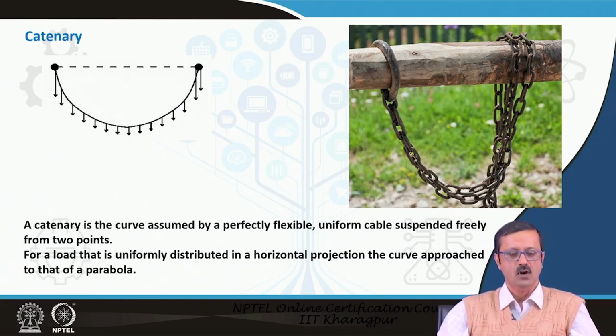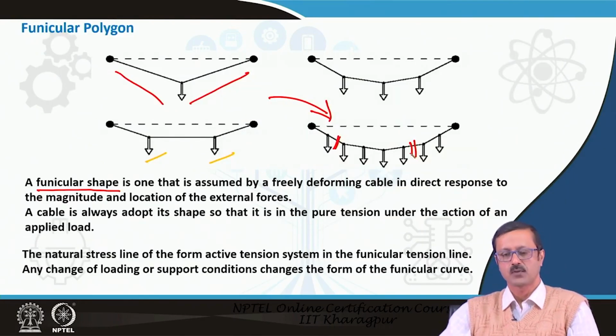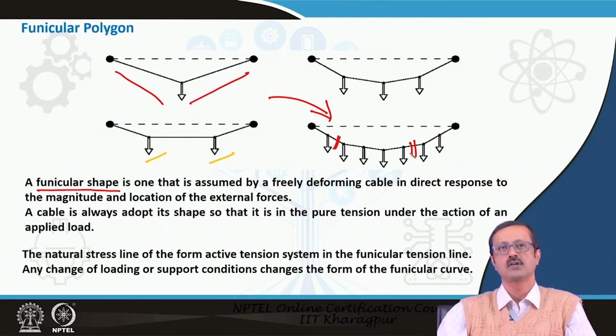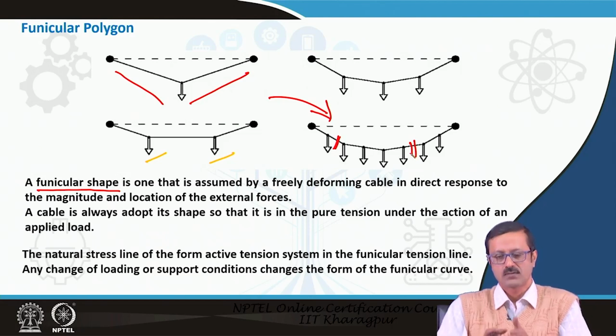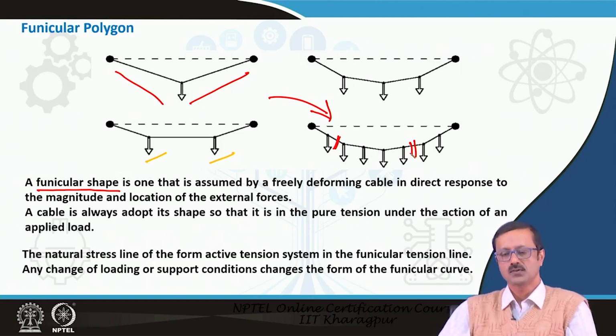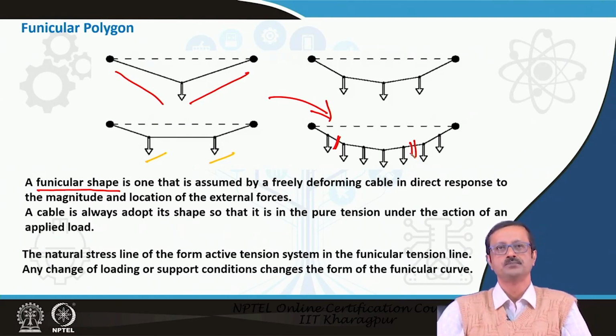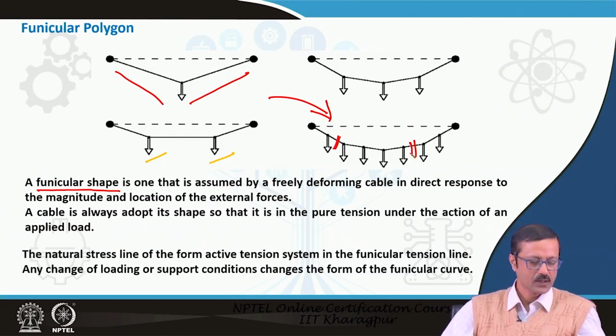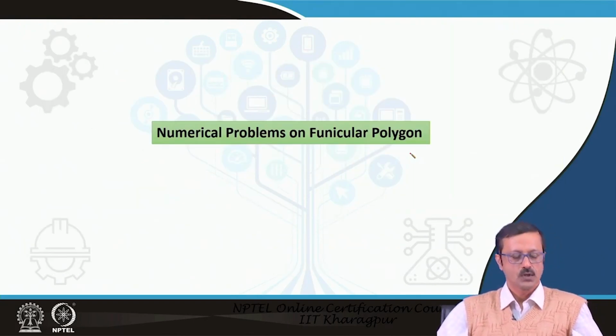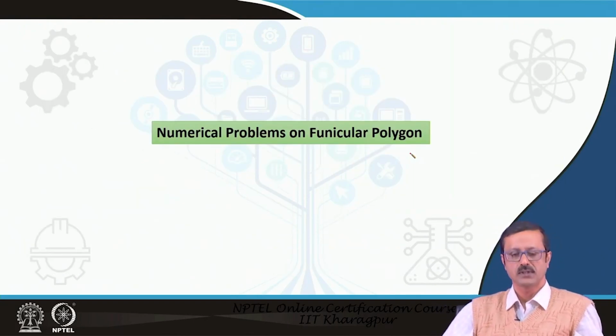A parabola can be drawn if, in this funicular polygon, you increase the number of loads, and each load is equal to the others and very closely spaced, and those external loads are too high compared to the self weight of the cable. Then only will it lead to a parabola. So, let us solve some of the numericals over here.